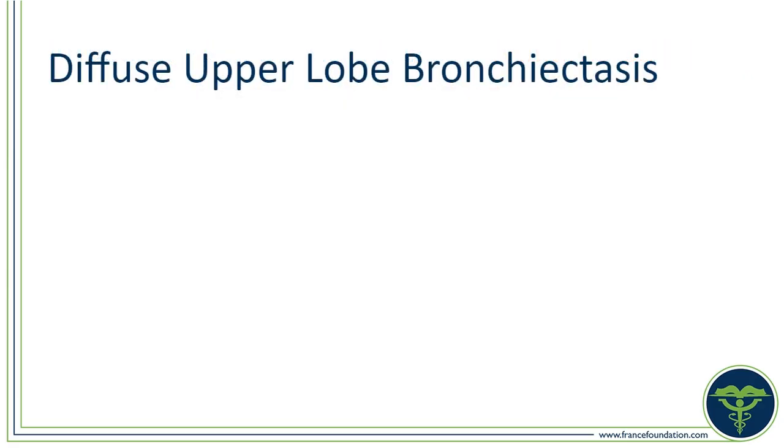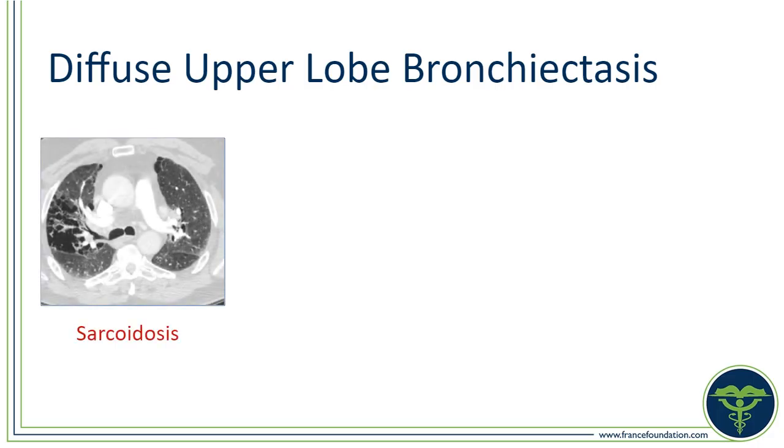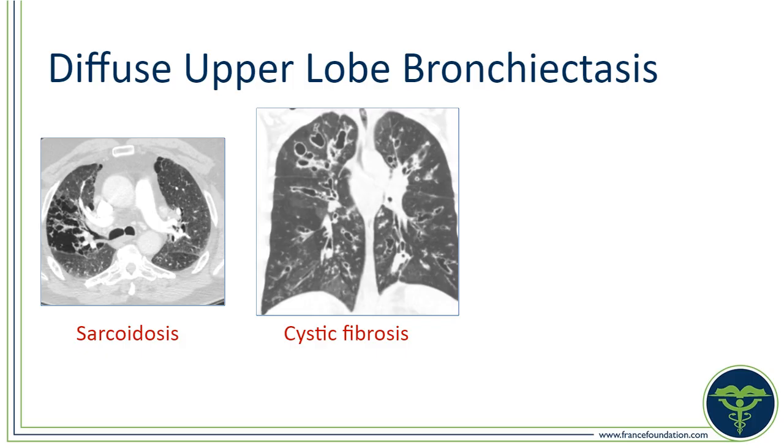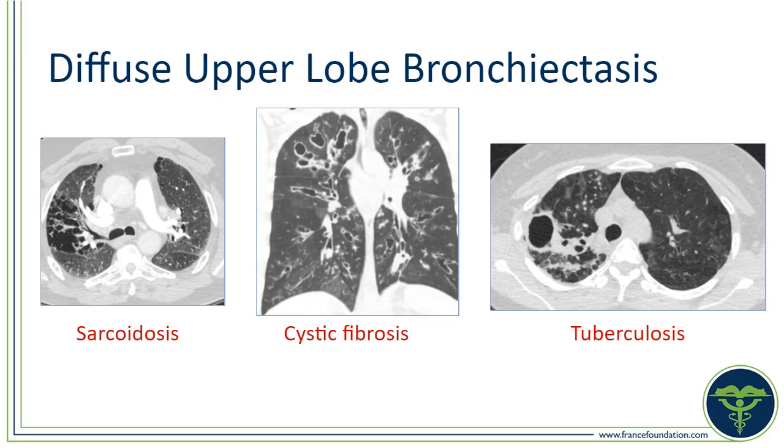After we think about the central, we could think about the more diffuse bronchiectasis that affects the upper lungs. Sarcoidosis gives you bronchiectasis in the back of the upper lungs, typically in stage 4. Cystic fibrosis gives you bronchial dilatation in the upper lobes with mucus, and tuberculosis gives you the same distribution as sarcoidosis, bronchiectasis in the back of the upper lobes.